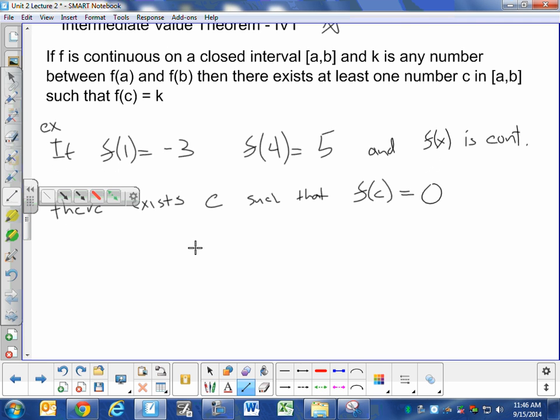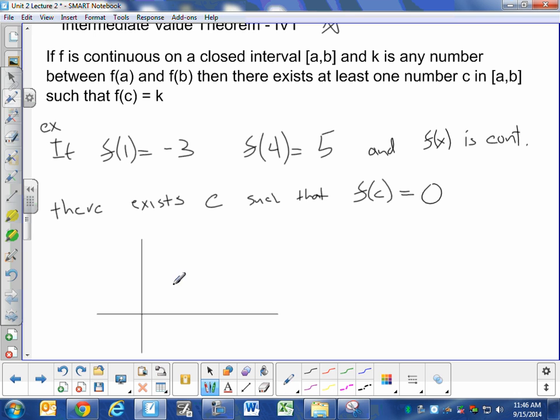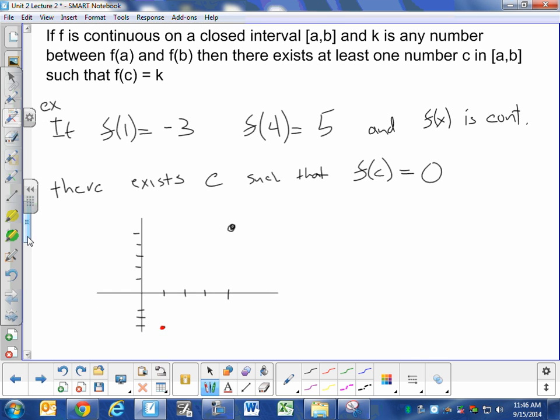And why does that make sense? Well, look at the graph, and let's draw a graph here. If I have the point (1, -3) and I have the point (4, 5), and I know that my function is continuous between those two points, I will always say, no matter what, that this function has to cross the x-axis and produce a y value of 0. It doesn't matter how you connect these two points. Since we're continuous, we do connect them, and we can go down here, we can squiggle a little bit, but I know that somewhere here we have a c value such that we have this 0 y value.